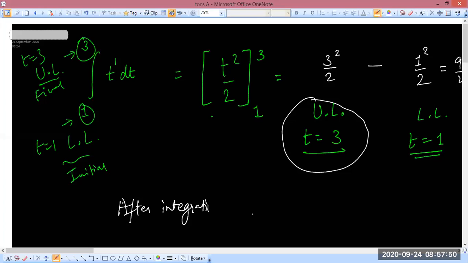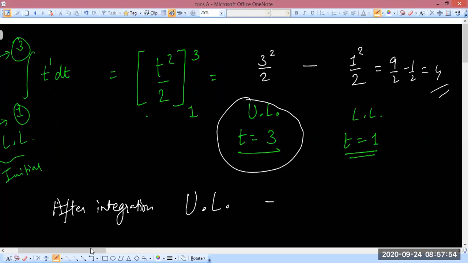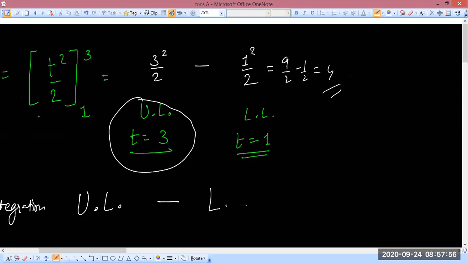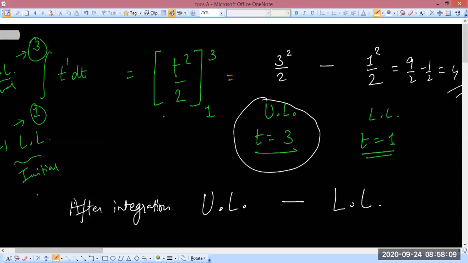After integration you have to put upper limit value. Okay, then you put a minus sign, and then you put lower limit value, and that's how you get your answer. Right, so this is how you put values. Clear? Is putting values clear?